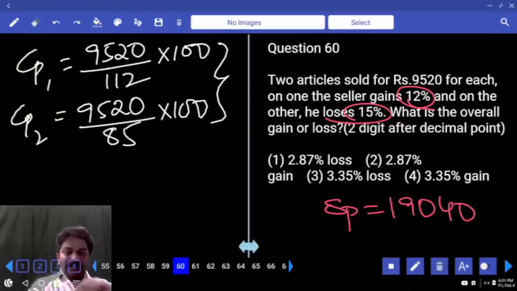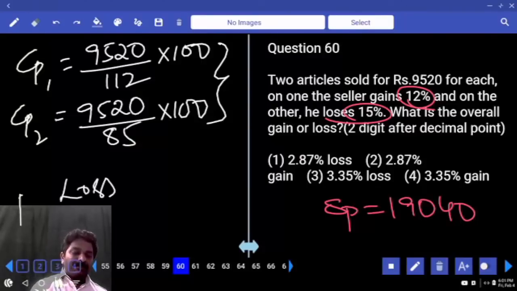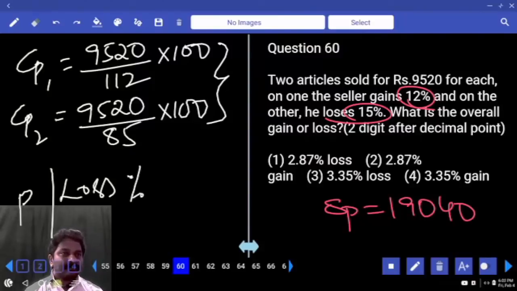After this you need to take total cost price of two items, where you know total selling price is 19,040, and then we have to calculate loss percentage or profit percentage. The simplification takes time, that's the problem.